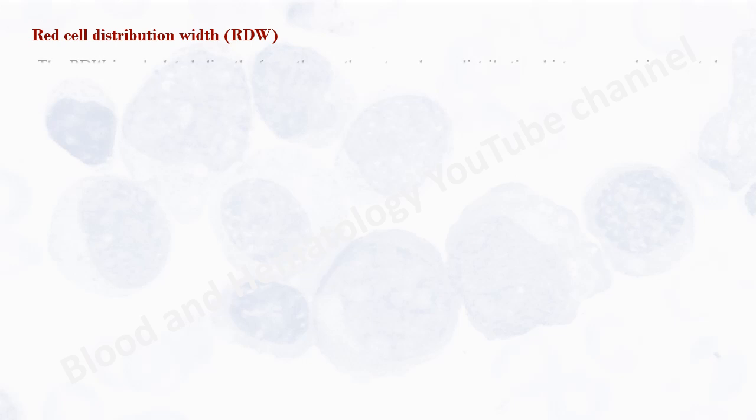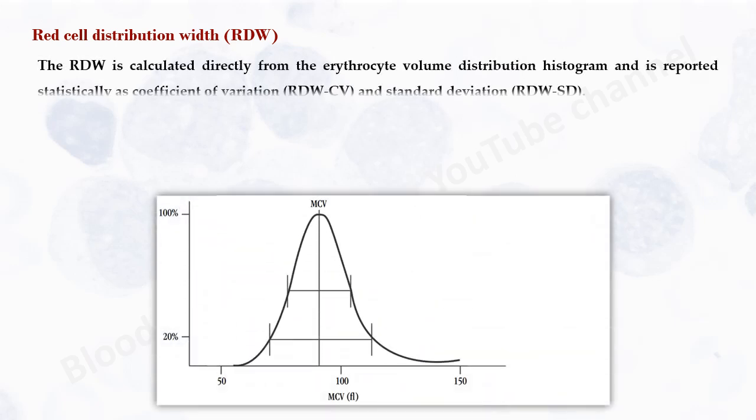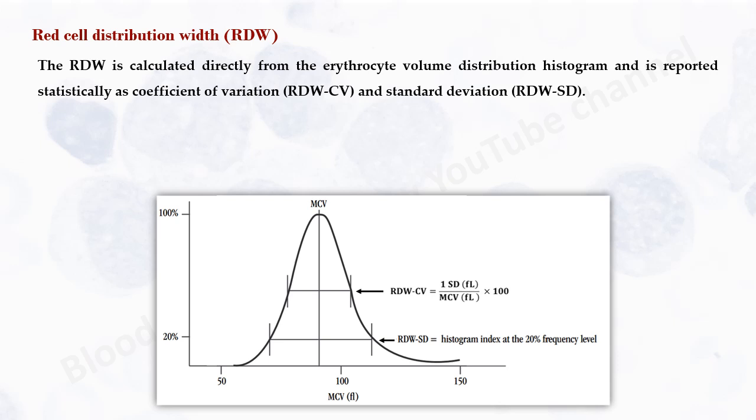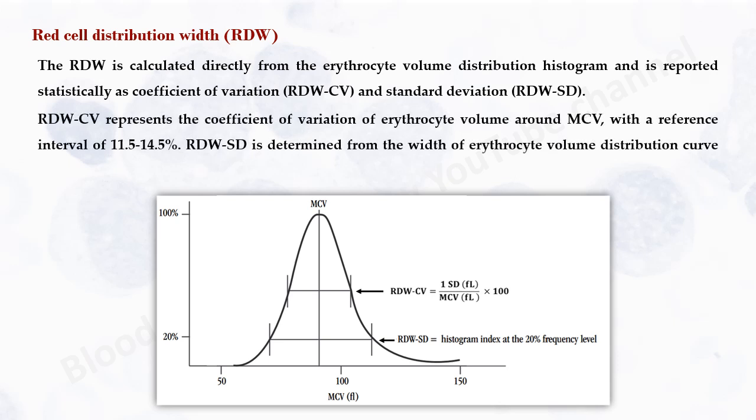The red cell distribution width is calculated directly from the erythrocyte volume distribution histogram and is reported statistically as coefficient of variation and standard deviation. RDW-CV represents the coefficient of variation of erythrocyte volume around MCV, with a reference interval of 11.5 to 14.5%. RDW-SD is determined from the width of the erythrocyte volume distribution curve, at a level 20% above baseline, with a reference interval of 37 to 54 femtoliters.